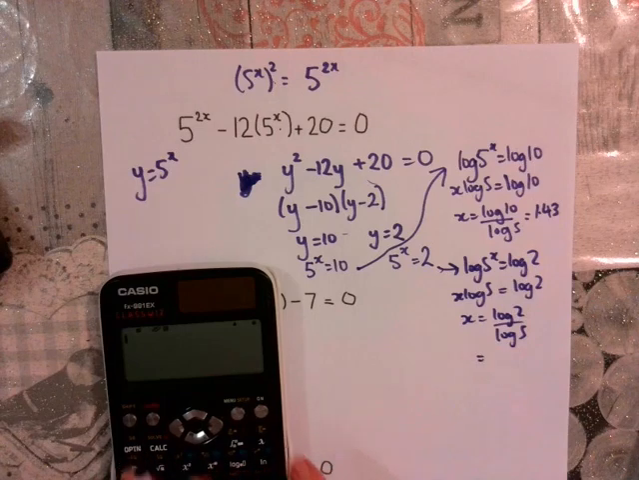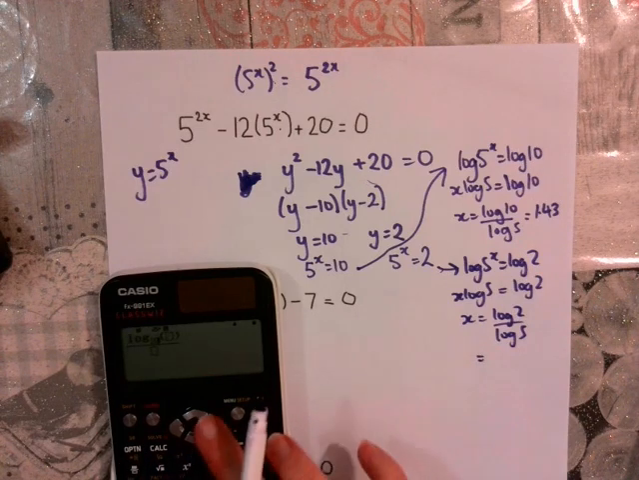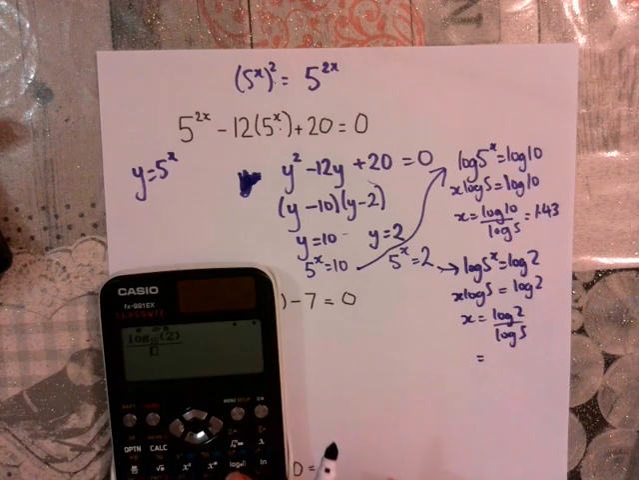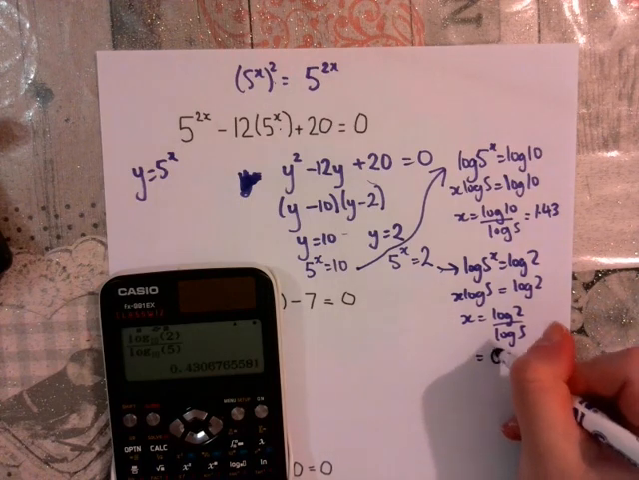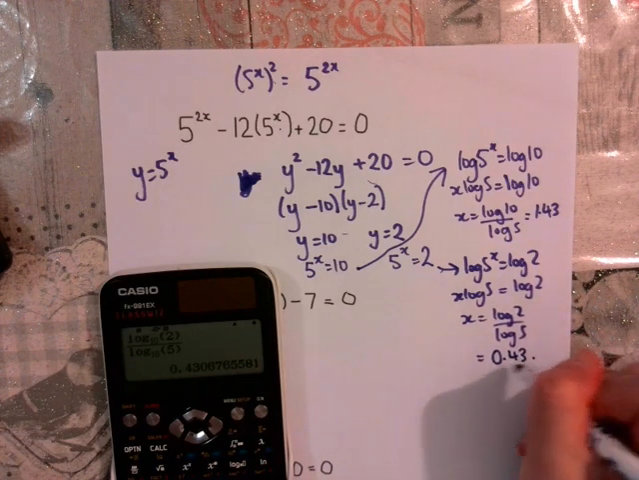So where are we? So log 2 over log 10, there we go, 5. Right, so you should get 0.43.